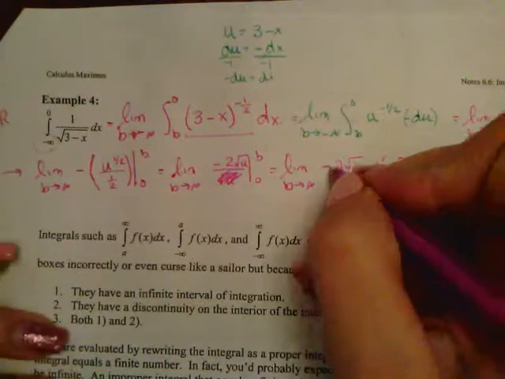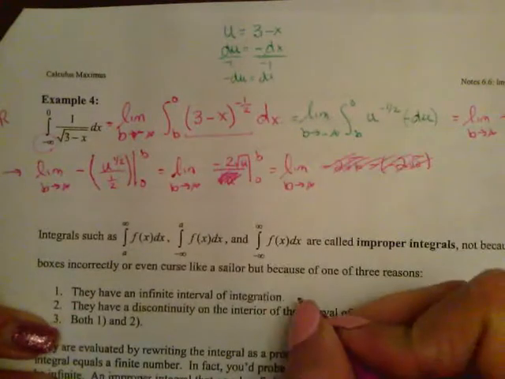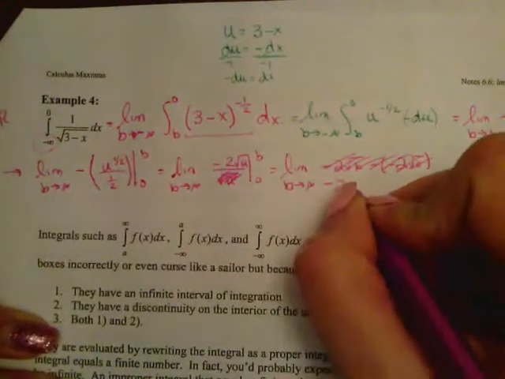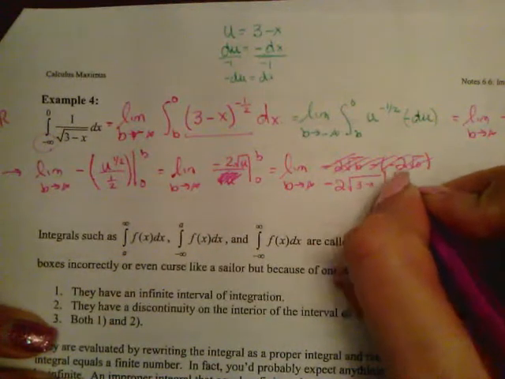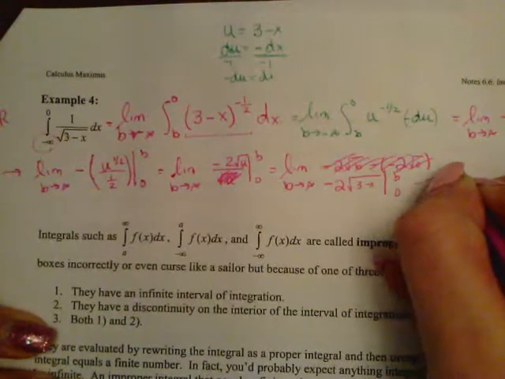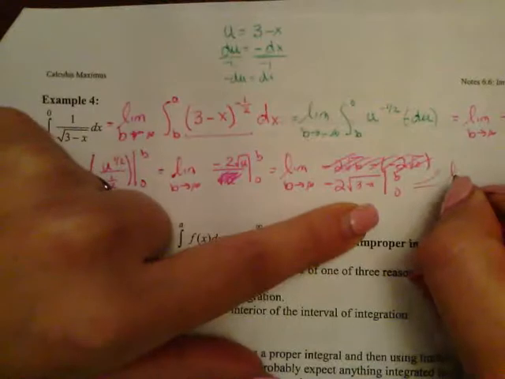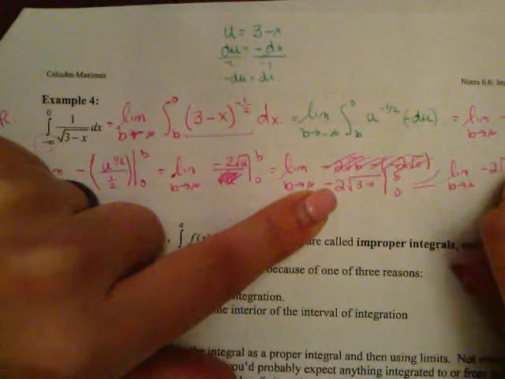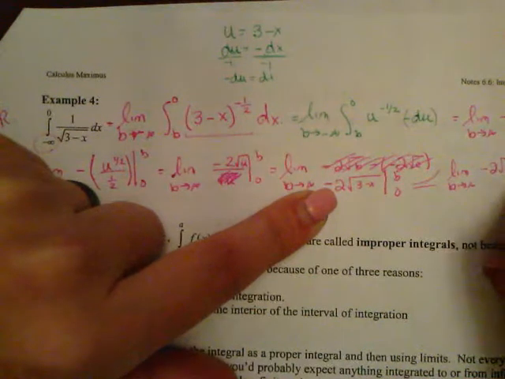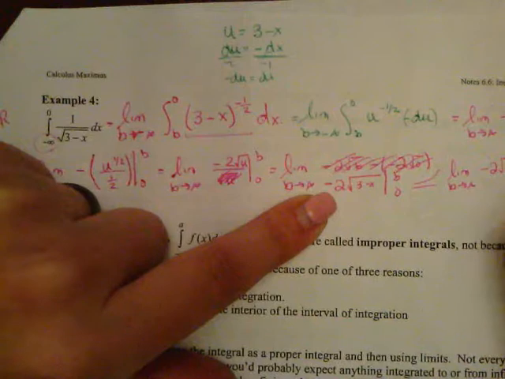So the one thing I forgot to do is plug u back in. Alright, so this is negative 2 square root of 3 minus x, right, from b to 0. So now we can plug in our b and our 0. So this is the limit as b approaches infinity of negative 2, 3 minus b minus negative 2, so I'm just going to change that to a plus, of 3 minus 0.